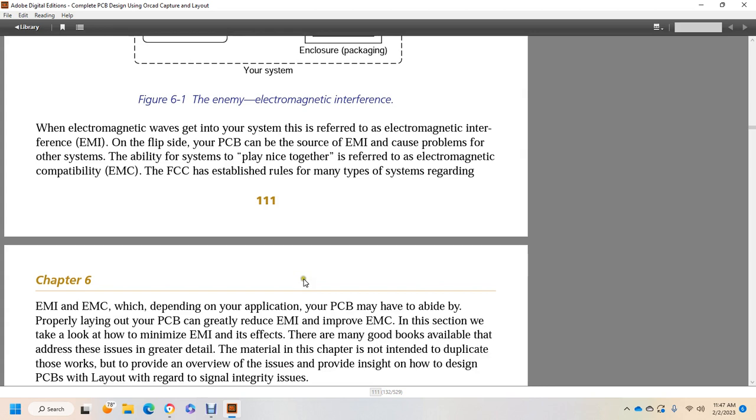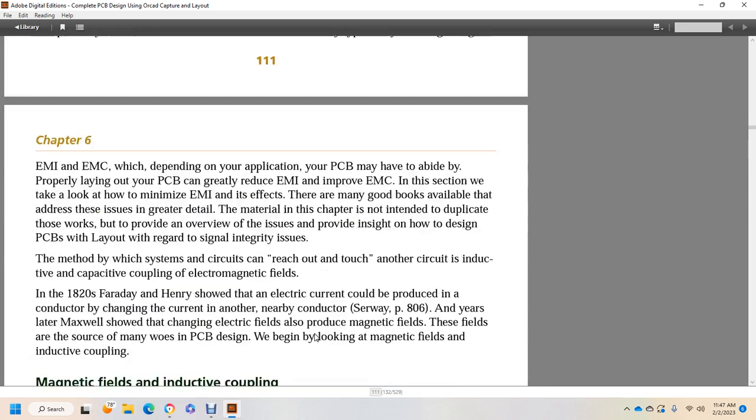In this section, we take a look at electromagnetic interference and its effects. There are many good books available that address the issue in great detail. The material in this chapter is not intended to duplicate these works, but to provide an overview of the issue and provide insight on how to design the PCB layout with regard to signal integrity.